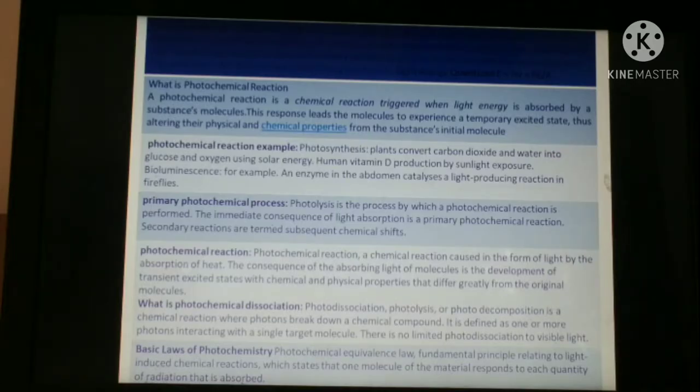What is photochemical dissociation? Photodissociation, photolysis or photodecomposition is a chemical reaction where photons break down a chemical compound. It is defined as one or more photons interacting with a single target molecule. Photodissociation is not limited to visible light. There are some basic laws of photochemistry which we will discuss in this lecture. Photochemical equivalence law, a fundamental principle related to light induced chemical reaction, states that one molecule of the material responds to each quantum of radiation that is absorbed.